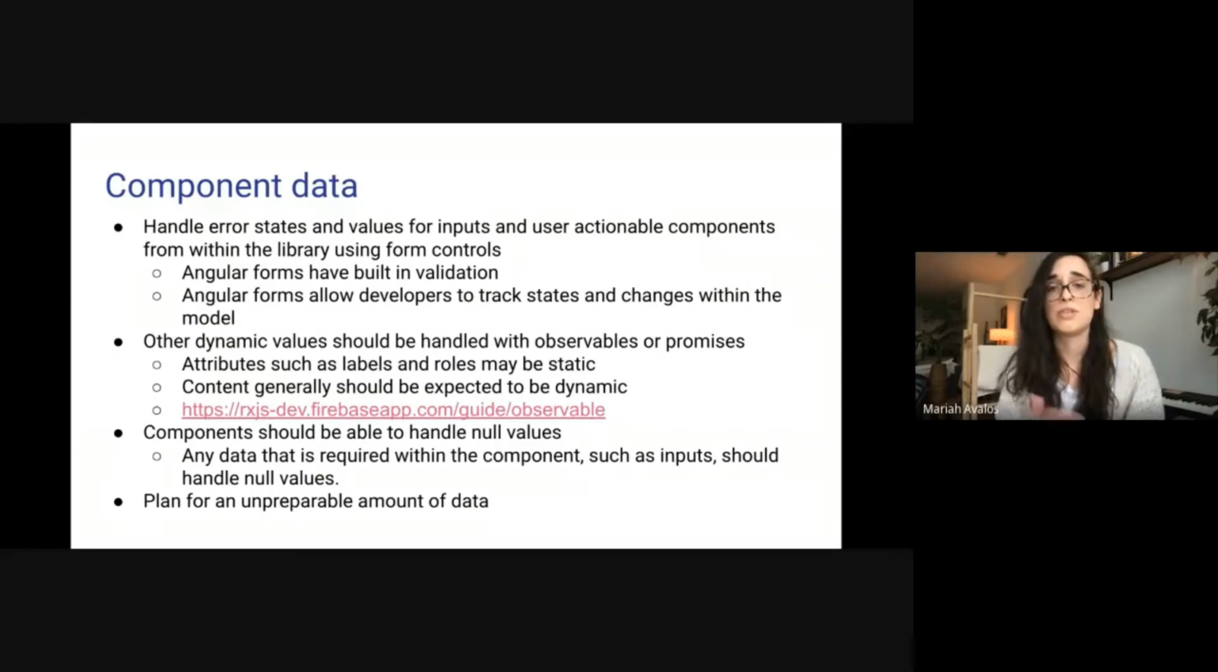Other dynamic values not related to that kind of behavior, we're going to look for observables or promises. In general, you don't want to pass anything static unless it's something like a role or a label. So you want to make sure you're expecting what's coming in to change. Another important thing, super important: anything that's coming in as an input, be prepared to handle it as a null value. Especially for things that are attributes like tab indexes and labels.